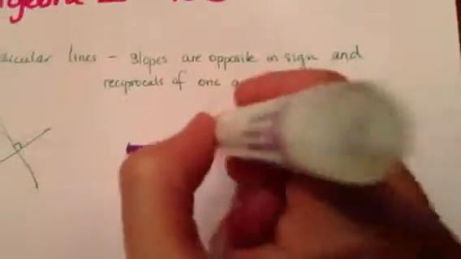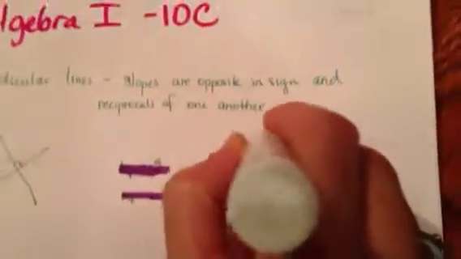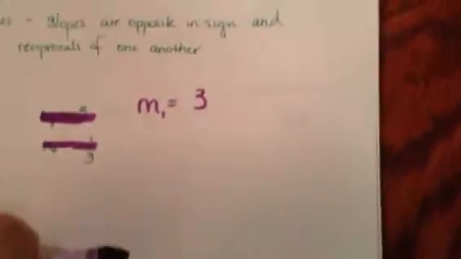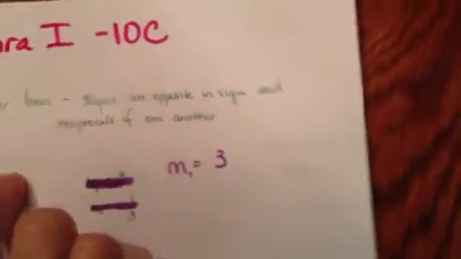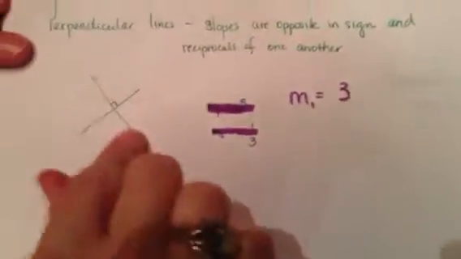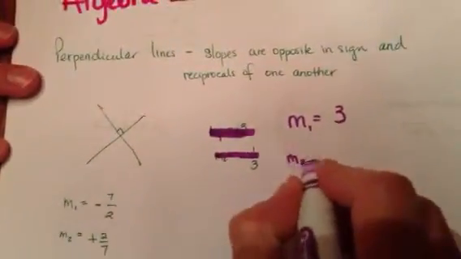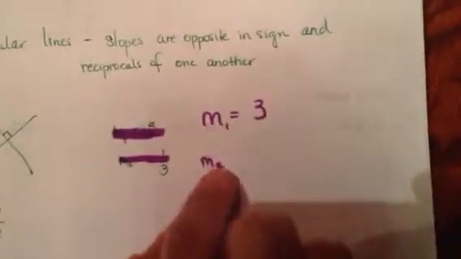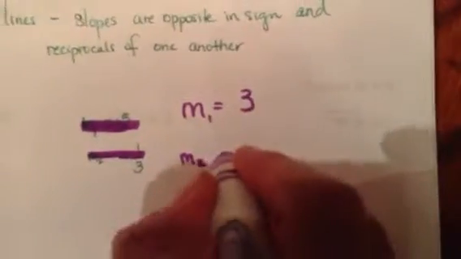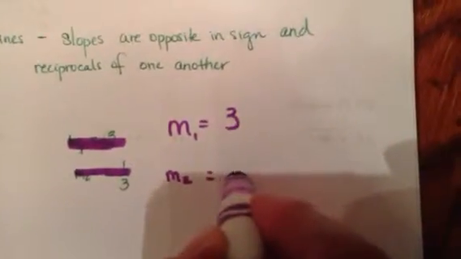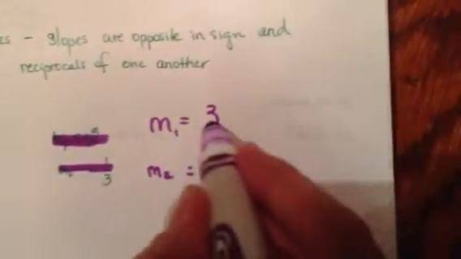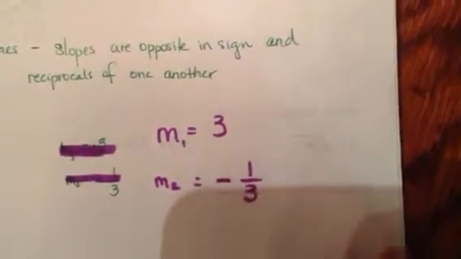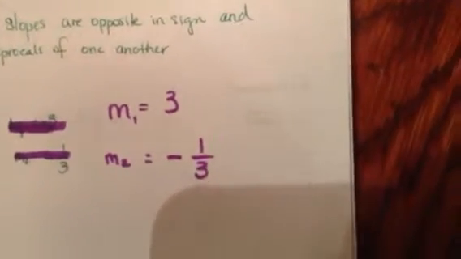I started this earlier. Let's pretend one of them has a slope of 3. We'll call this the slope of line 1. So let's just pretend that this line right here has a slope of 3. Then what would the slope of this line be if it's perpendicular? Well, what would be the slope of my second line? So I'm going to put a little 2 there just so I can tell that I'm talking about two different lines, two different slopes. Since this one's positive, this one would have to be negative, and the reciprocal of 3 would be 1/3. So that would be the slopes of those two lines, okay?